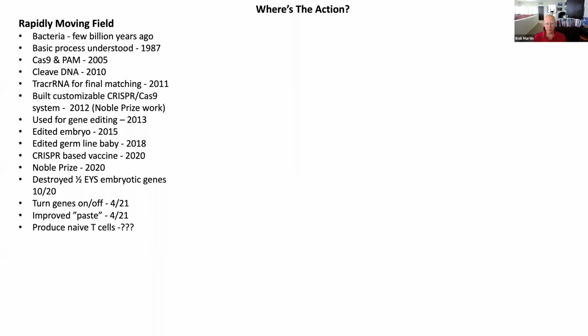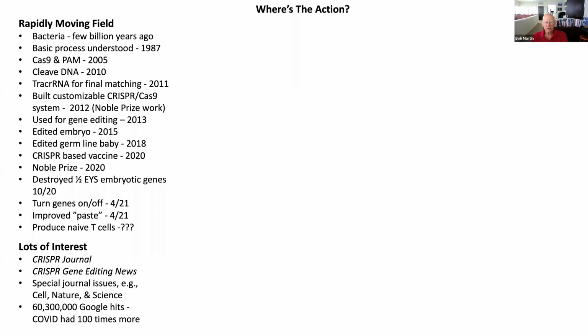I would love it to be able to produce naive T cells because, us old folks, our T cells are wearing out, and it'd be neat if it could. There is lots of interest. There's a journal that was founded in 2018. There's Gene Editing News. There are special journal issues of the big journals, Cell, Nature, and Science. If you just do a Google search, you get 60 million hits. By the way, COVID had 100 times more. By the way, sex only had 2/3 of the COVID hits, so I guess more people are interested in COVID than sex, but you know, what the heck.